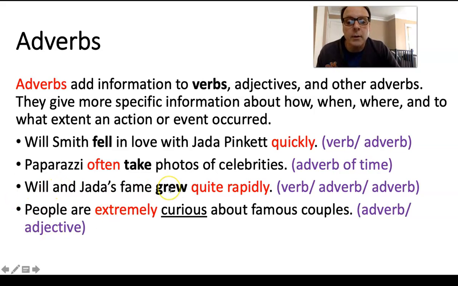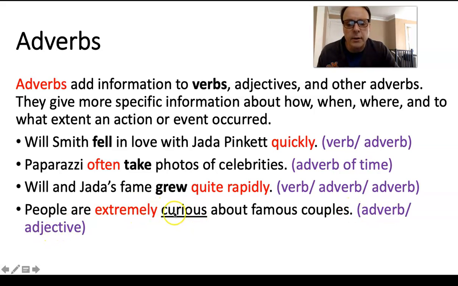Will and Jada's fame grew. How did it grow? Rapidly. How rapidly? Quite rapidly. So these are both adverbs. One is modifying the verb grow. The other one is actually modifying another adverb. So adverbs can sometimes add information to or modify verbs or adverbs as well, other adverbs. People are extremely curious about famous couples.